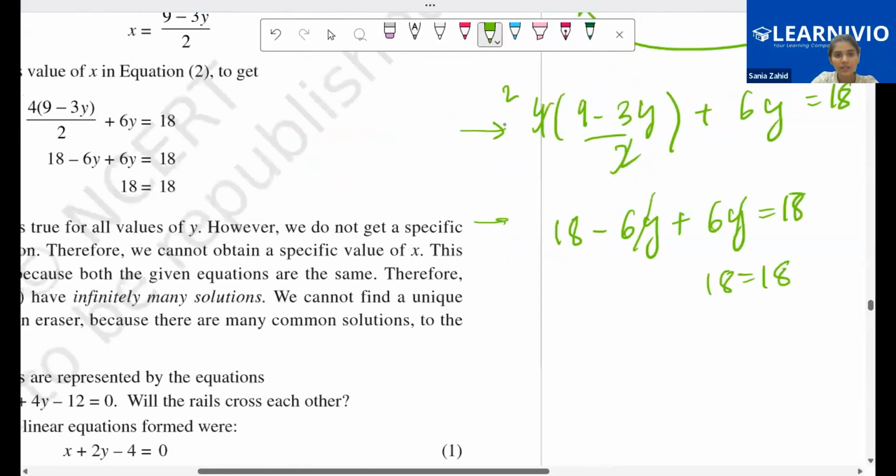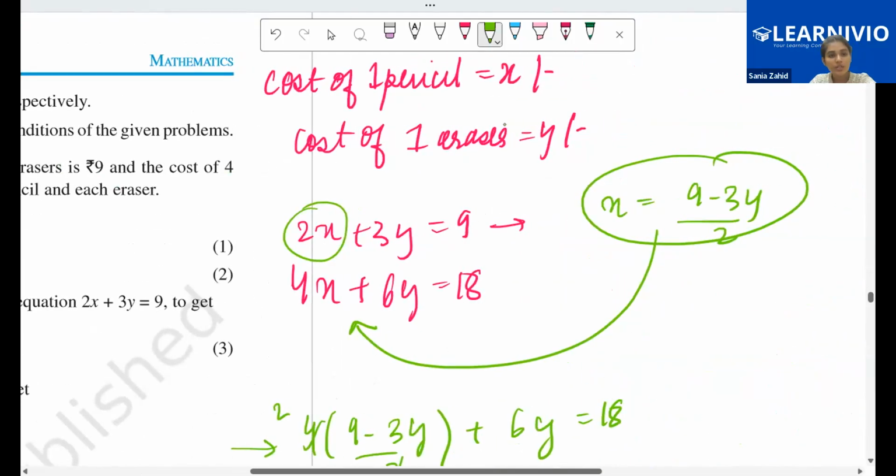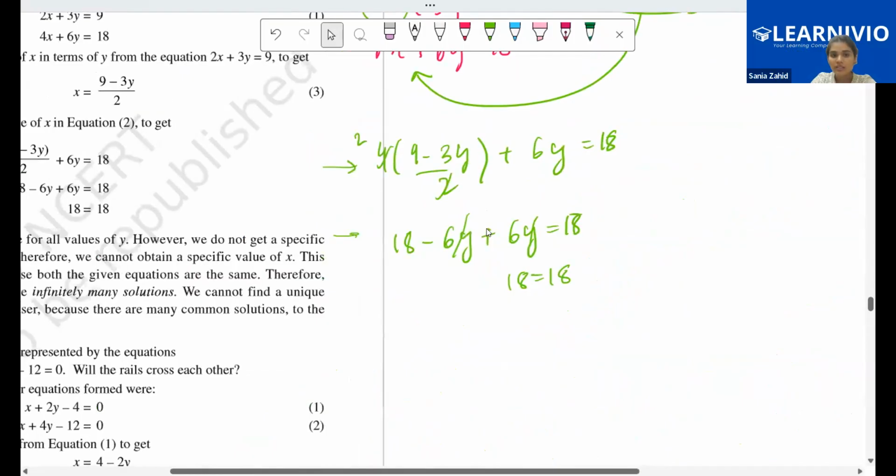See, actually, why are we getting this kind of answer? Because see, this was our equation. What kind of equation do you think it is? Consistent, inconsistent, and if consistent, then how many solutions? This is consistent dependent, with infinitely many solutions. That means I can have any value for x and y, and I'm going to have infinite number of solutions. That is why I'm getting 18 is equal to 18. Do you understand this? Yes.